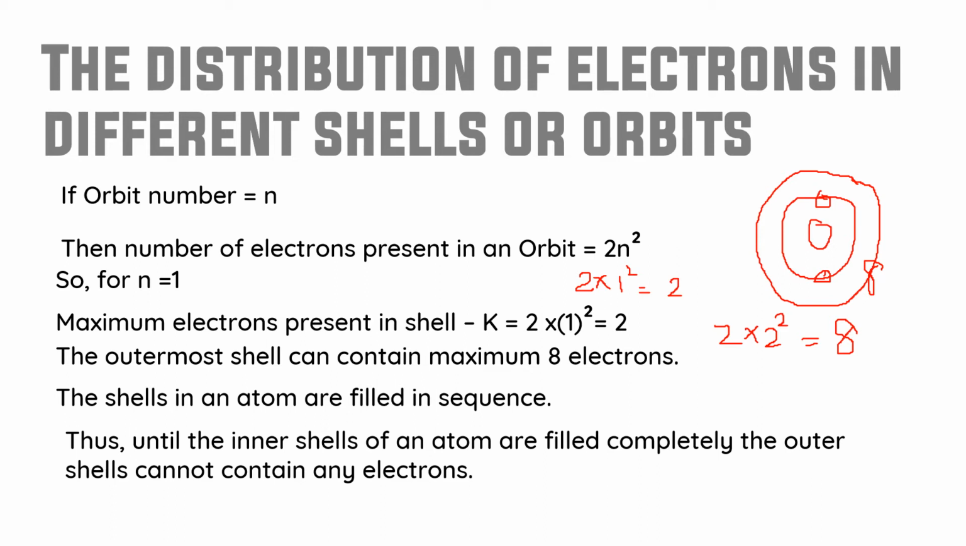In the same way we will see the third shell, 2 into 3 square. How many electrons can be accommodated? 3 threes are 9, 9 twos are 18. So the maximum capacity of the third shell is 18. In the same way you can calculate the fourth shell, fifth shell, and so on. Got it, children?